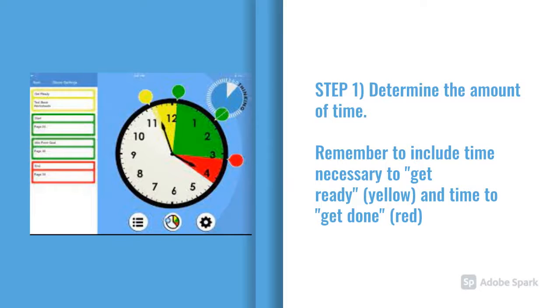The first step is to determine the amount of time students will need to complete a task, or how long you expect them to sustain attention to a task or activity. Remember to account for the time students will need to get ready for the task and the amount of time students will need to clean up when finished. The working clock on the left distinguished getting ready time from working time to done time or cleaning up time. However, it is not required to make this distinction when using the strategy.